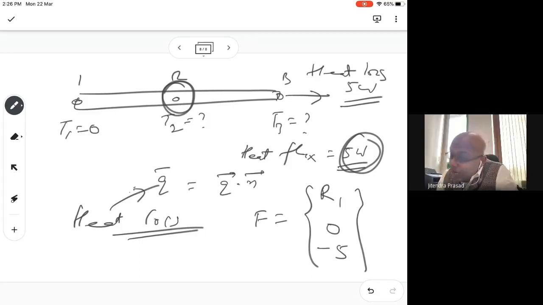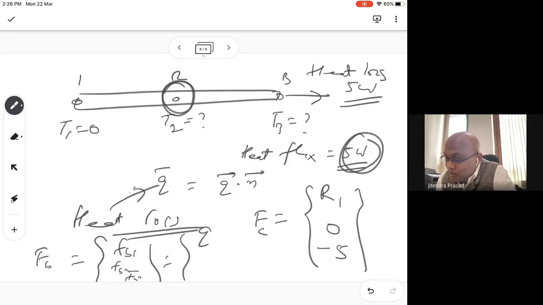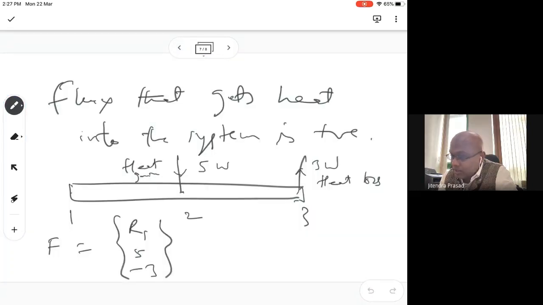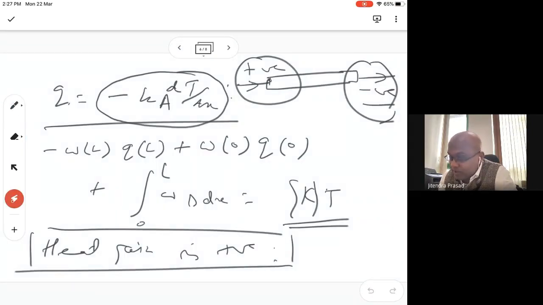Okay, sir. And plus this is because of the concentrated, you write just FC, concentrated load. Second will be because of the body force or source. In that case, you will have FB1, FB2, FB3, or you can say Q because of source, QS1, QS2, QS3, and this is because of the distributed heat source.